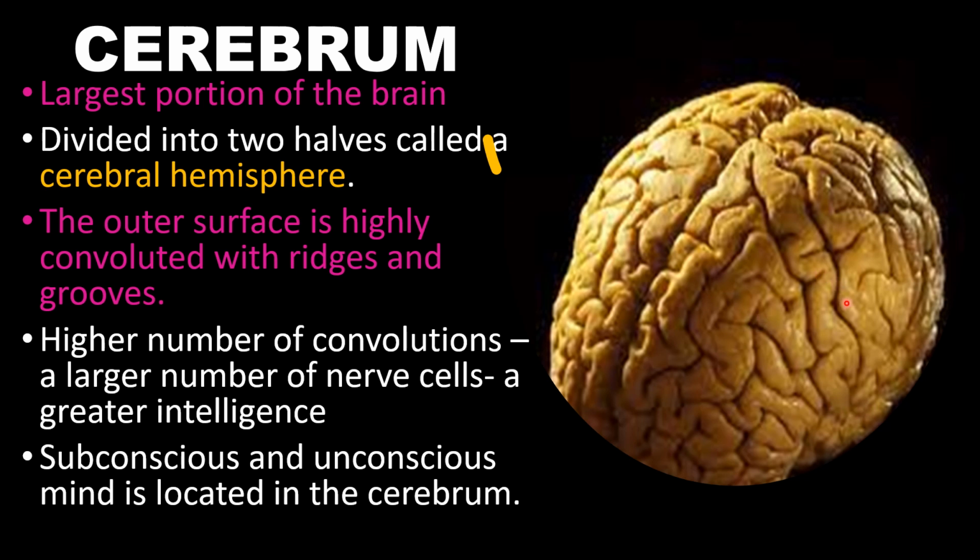Higher number of convolutions, larger number of nerve cells. What is the meaning of that? If the convolutions are more, then the nerve cells also will be more. Then a greater intelligence. That person has greater intelligence. Then subconscious and unconscious mind is located in the cerebrum.